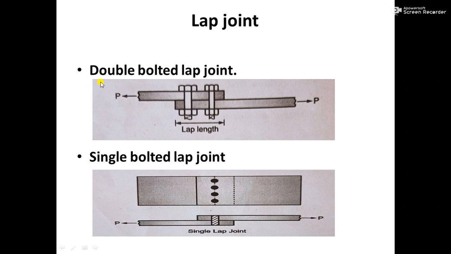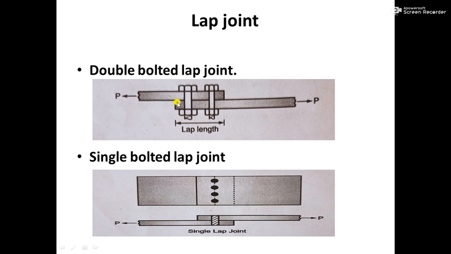See here, a double bolted lap joint. Here two bolts are connected to connect these two plates. This is the first plate, this one the second plate, and these two plates are connected by two bolts for carrying a load P. Such type of connection, where these two plates are overlapped on one another, is known as double bolted lap joint. If a single bolt is provided here, then it is known as single bolted lap joint.